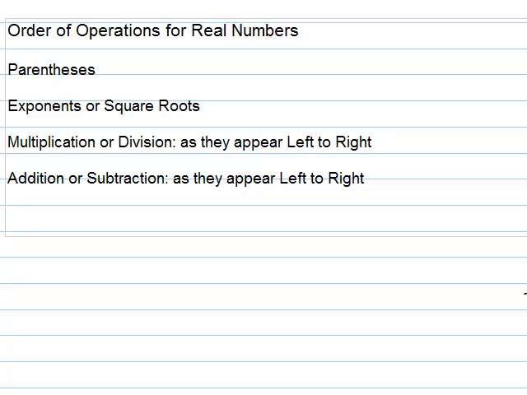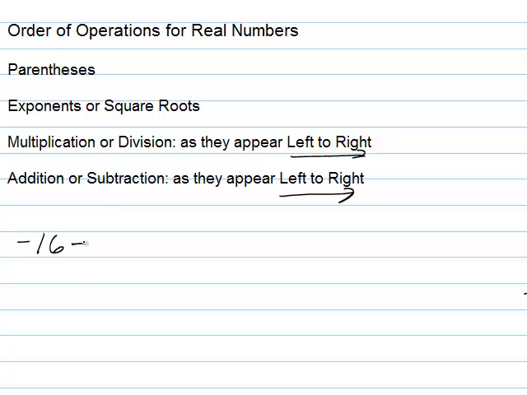Next step is always to do exponents or square roots, and then multiplication or division as they appear from left to right. We move left to right, and that's the same way we read. After we finish multiplication or division left to right, then we do our addition or subtraction as they appear left to right. All right, so let's start with this problem.